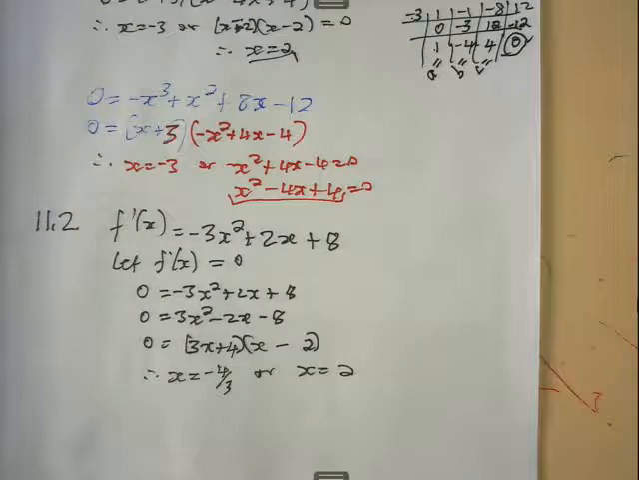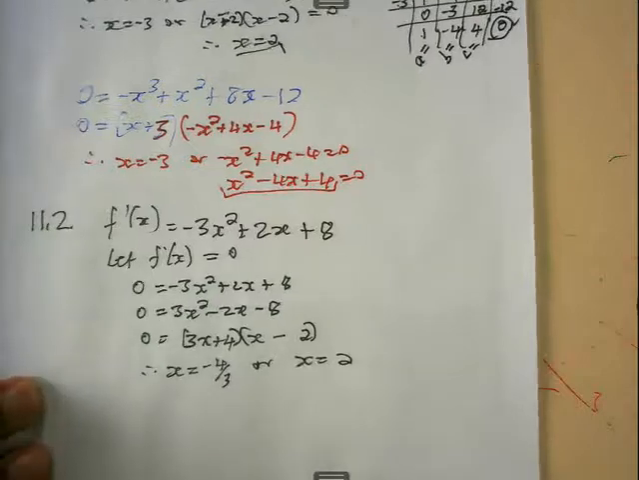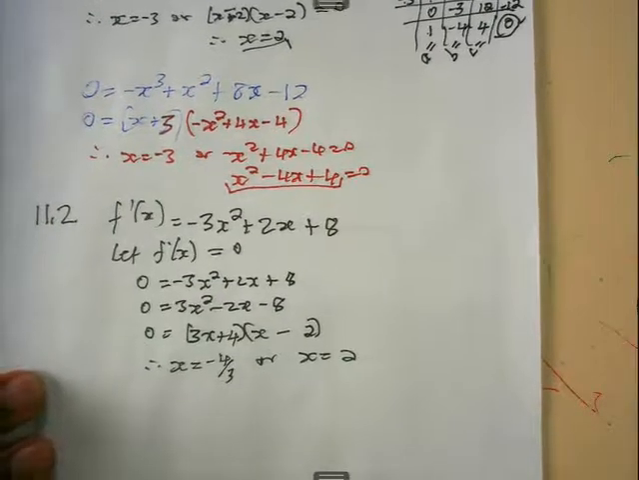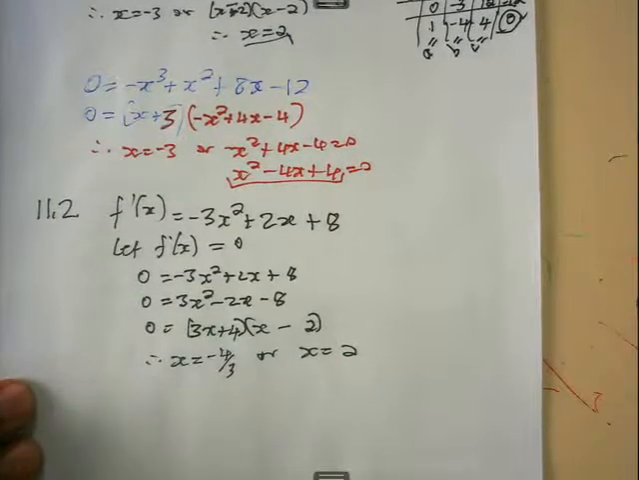Boys and girls, now we have the x coordinate of the turning point. x is equal to minus 4 over 3, or x is equal to 2. Of course, you know how to determine the x coordinate. You find the derivative, then you let the derivative be 0. Thereafter, you solve for x, right? Now we have the x coordinate of the turning point. What is it that you're going to do now to determine the y coordinate?